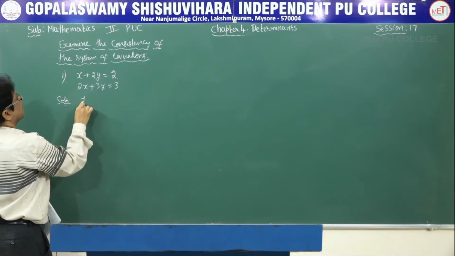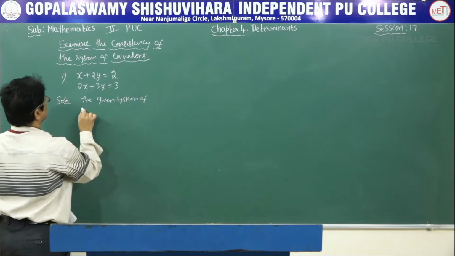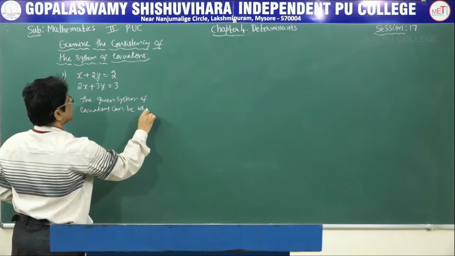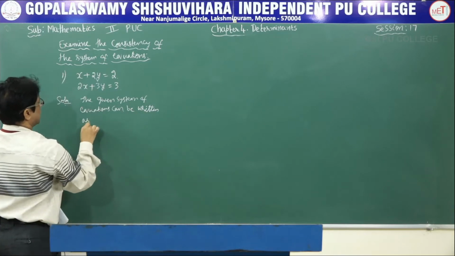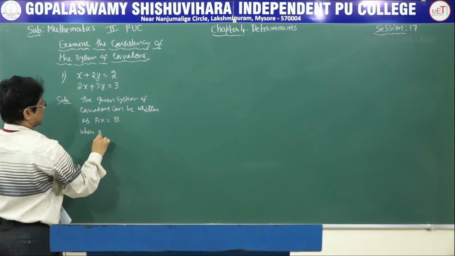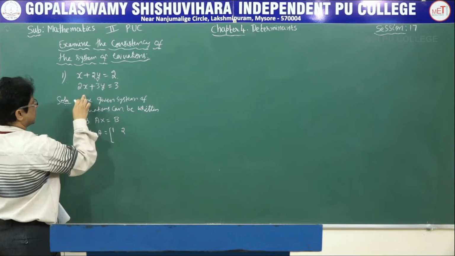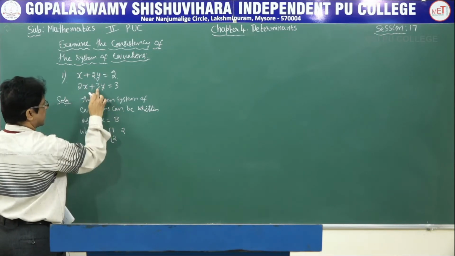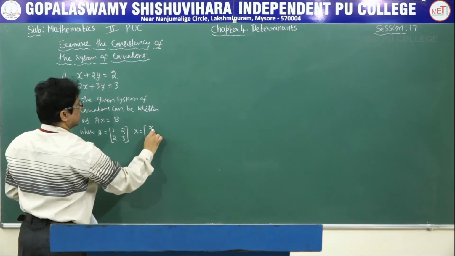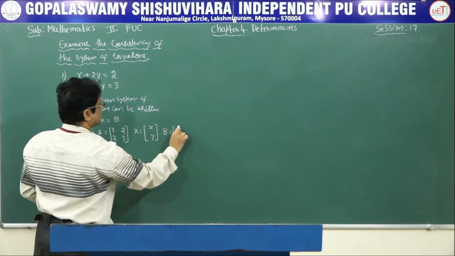Solution. The given system of equations can be written as Ax is equal to B, where A equals coefficient of x is 1, coefficient of y is 2, in the next row coefficient of x is 2, coefficient of y is 3, and x equals the two variables x, y, and B equals constants 2, 3.